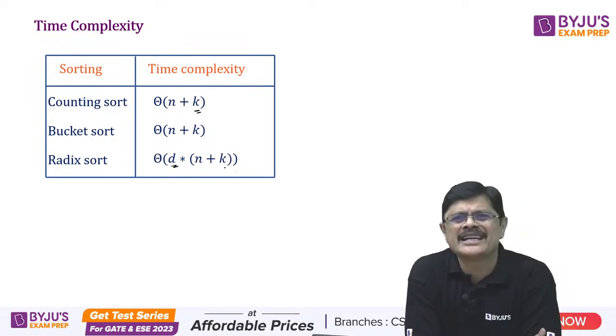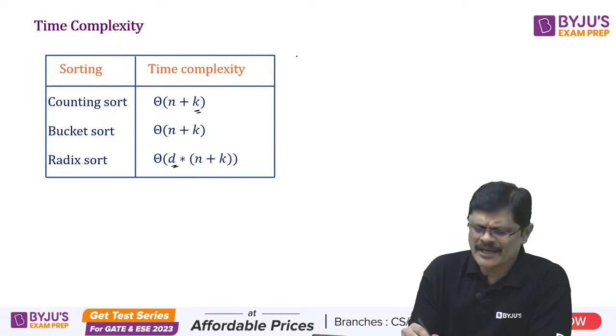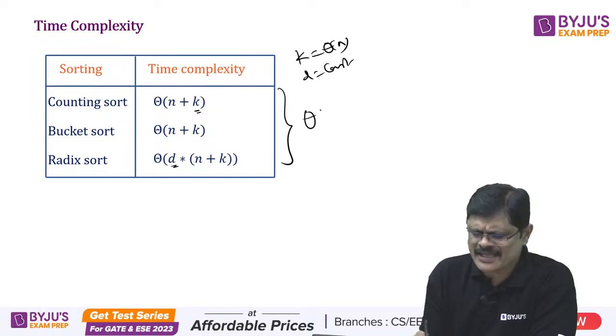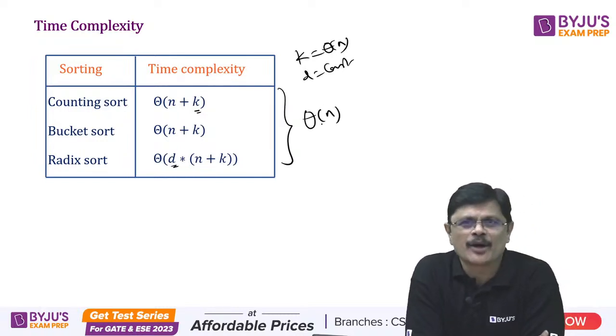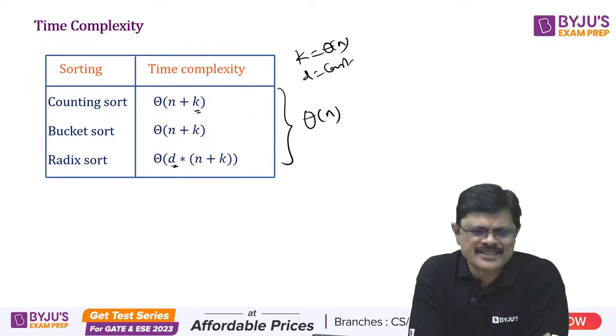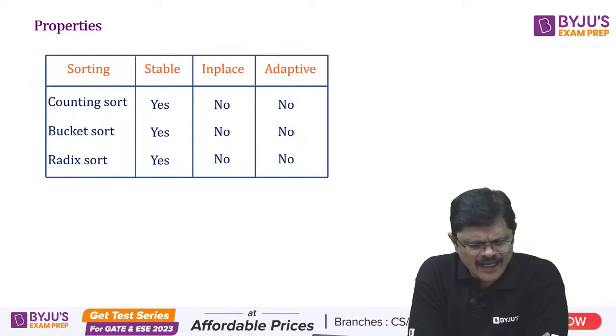Assuming d is constant and k is of order theta n, it would be theta n. Generally, k is considered as theta n and d is constant. So in such cases, all these are considered as theta n complexity, linear time complexity, by assuming that k is theta n and d is constant, my dear friends. Is the idea clear? Of course, if you consider stability, all are stable.